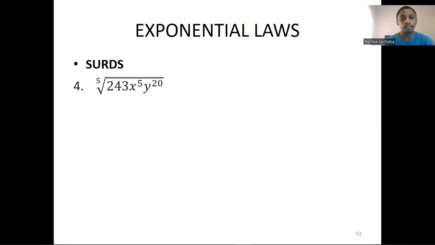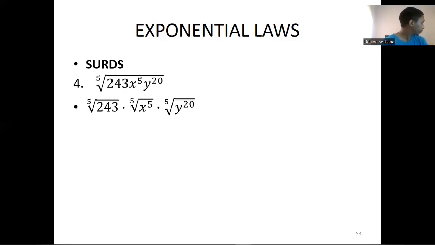Let's try number 4 quickly. You find the fifth root of 243, then you find the fifth root of x to the exponent of 5, and then find the fifth root of y to the exponent of 20. What is the fifth root of 243? The fifth root of 243 is 3. The fifth root of x to the exponent of 5 is just x. And the fifth root of y to the exponent of 20 is just y to the exponent of 4.